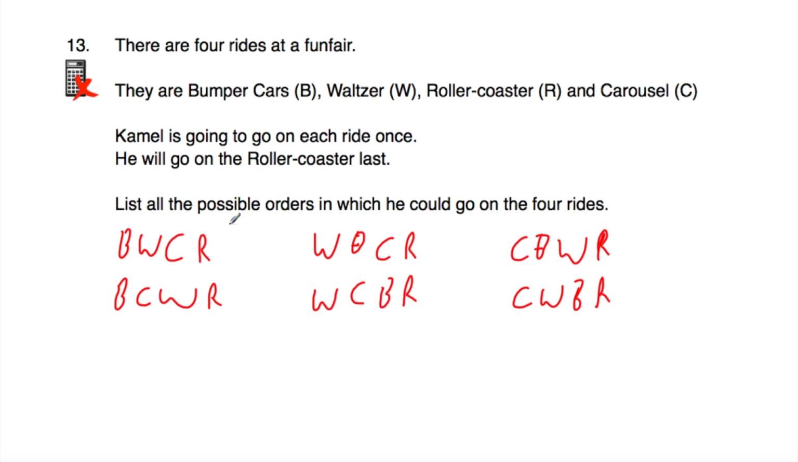So that's it. So they're all the possible orders in which he could go on the 4 rides, and all of them have the roller coaster last. And so really we just needed to order the bumper car, waltzer and carousel into the 6 possible options in terms of where they could go. So it could be bumper car, waltzer, carousel; bumper car, carousel, waltzer; waltzer, bumper cars, carousel; waltzer, carousel, bumper cars; carousel, bumper cars, waltzer; and finally carousel, waltzer and bumper cars, and all of them are followed by the roller coaster at the end. And that's it. So let's have a look at our next question, question number 14.